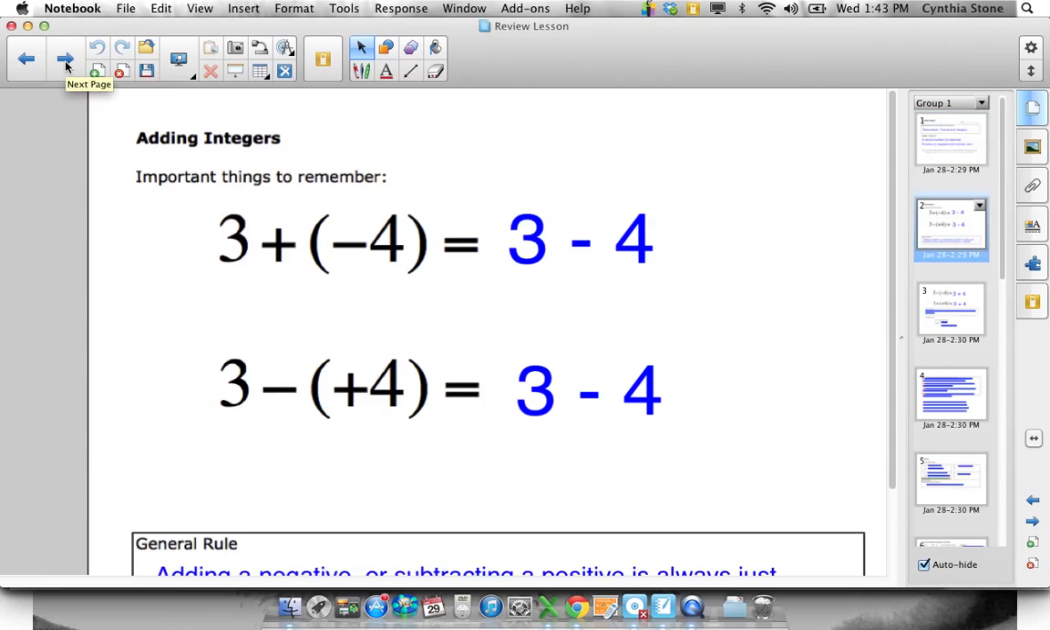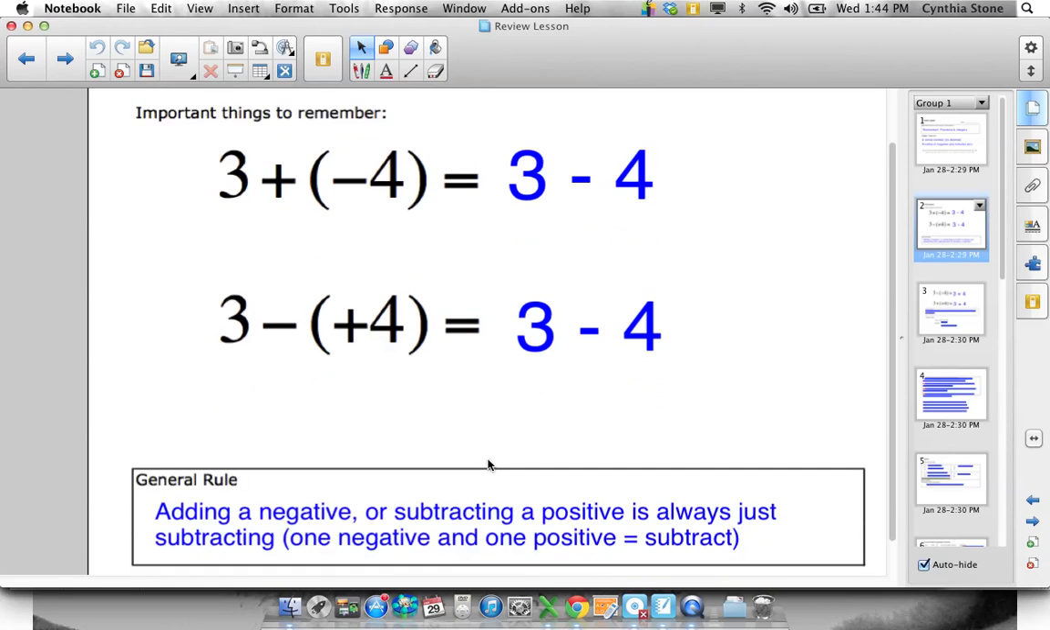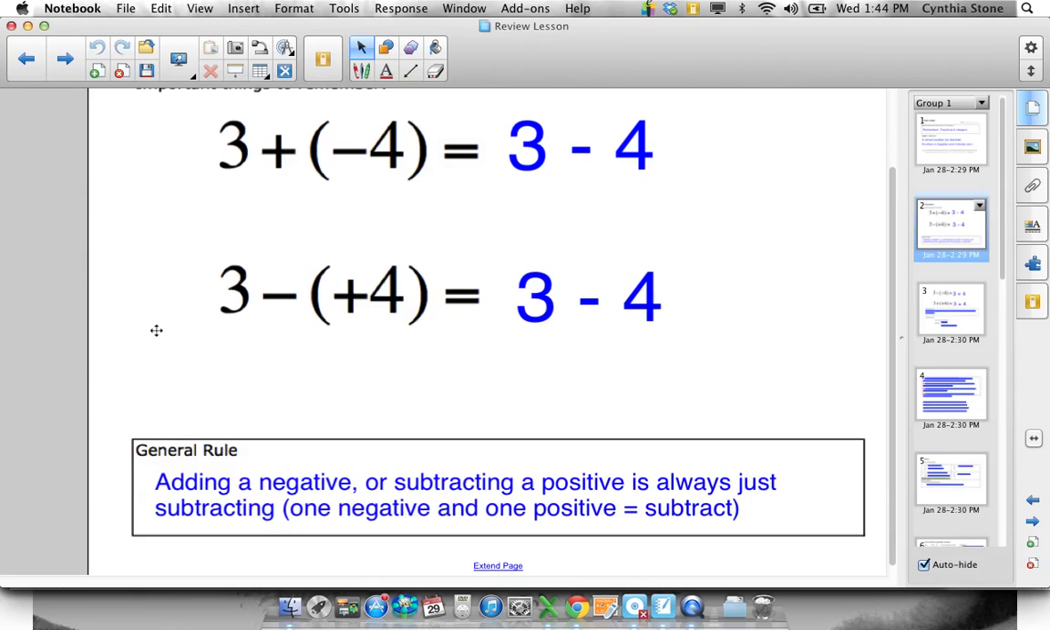Okay, just a quick reminder on adding integers. Something you want to remember is that if you have two signs, like a plus and a minus sign, and for good communication you'd have the minus inside a bracket, two different signs means a subtract. So if it's plus a minus or minus a plus, either way, they're both just 3 minus 4, which is negative 1, if I was giving the answer. So the general rule then: adding a negative or subtracting a positive is always just subtracting. That might be normal for you to remember.